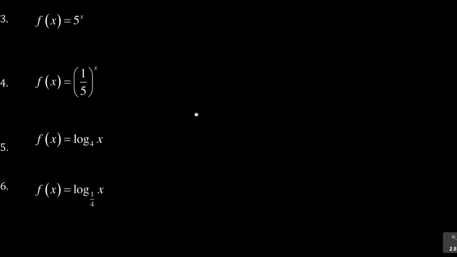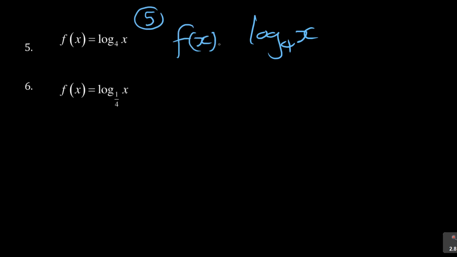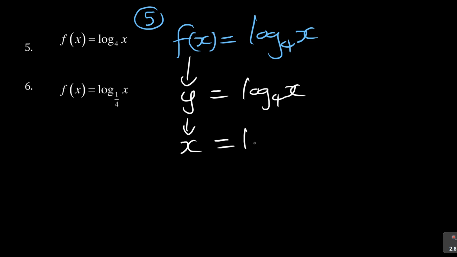Let's move on. We're still doing the inverses. Inverse of a function, number 5. Let's calculate the inverse of a function. What do you have here? Log base 4 of x. That is f of x. That's number 5. So f of x is equal to that. So what do you do first? Make that y. So y is equal to log base 4 of x. Then what you do next, you interchange. y becomes x and x becomes y.